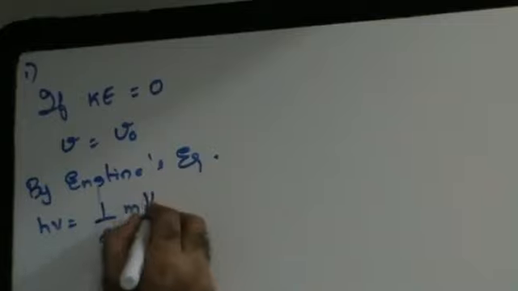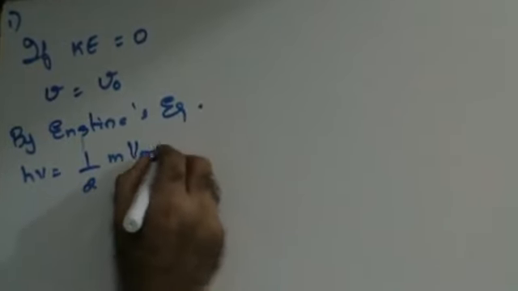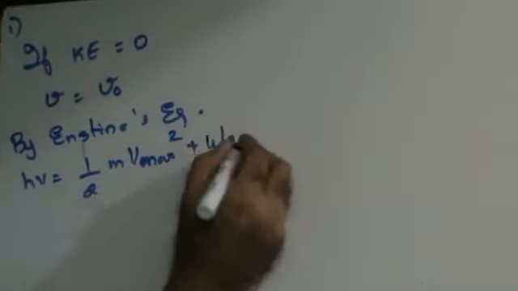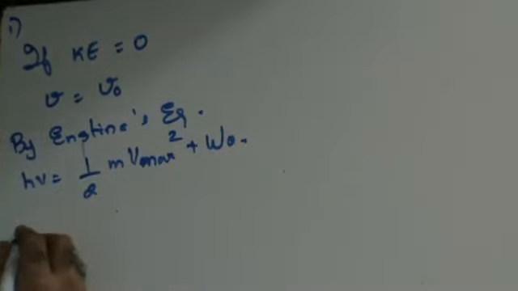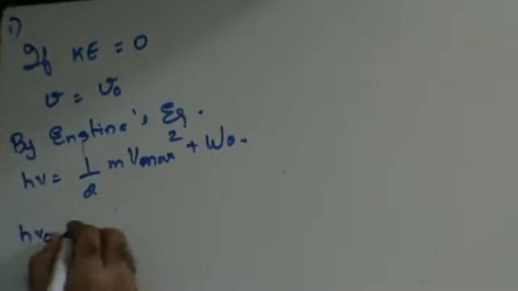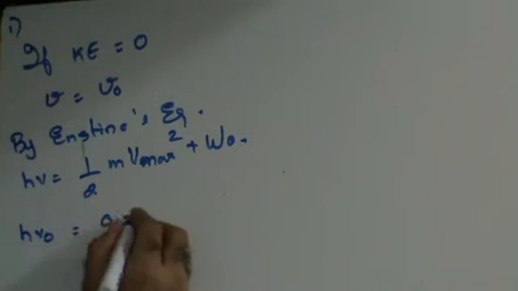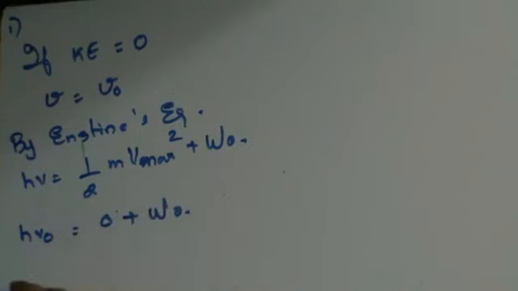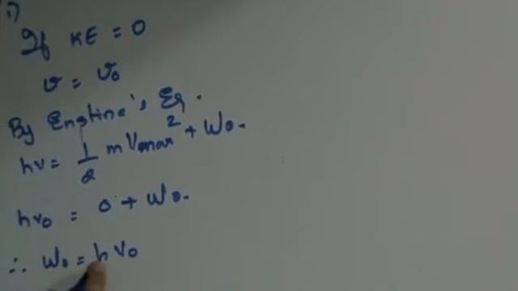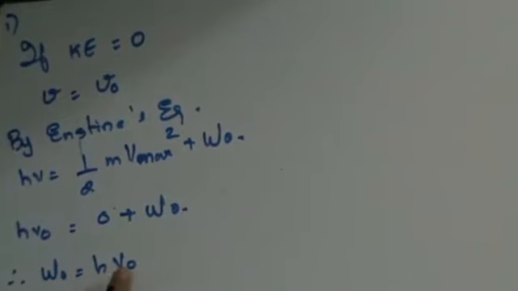hν is equal to half m v max square plus W0. So I can say that hν, ν can be written as ν0, kinetic energy is 0, plus W0, right? Thus I can say that W0 is equal to hν0. Therefore the work function can be defined as Planck's constant into the threshold frequency, right?